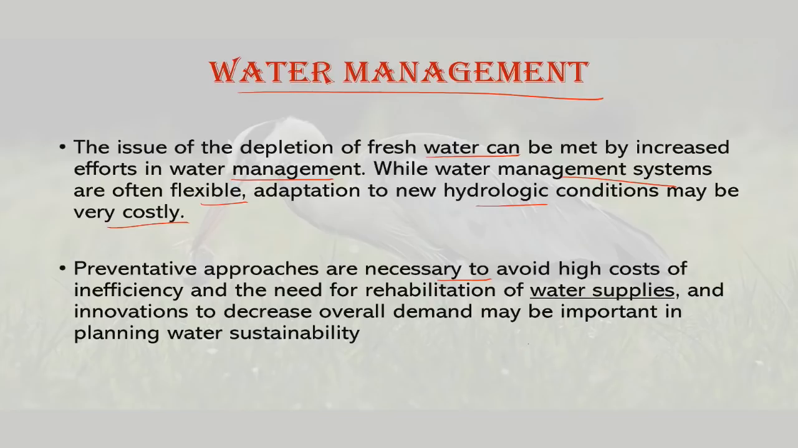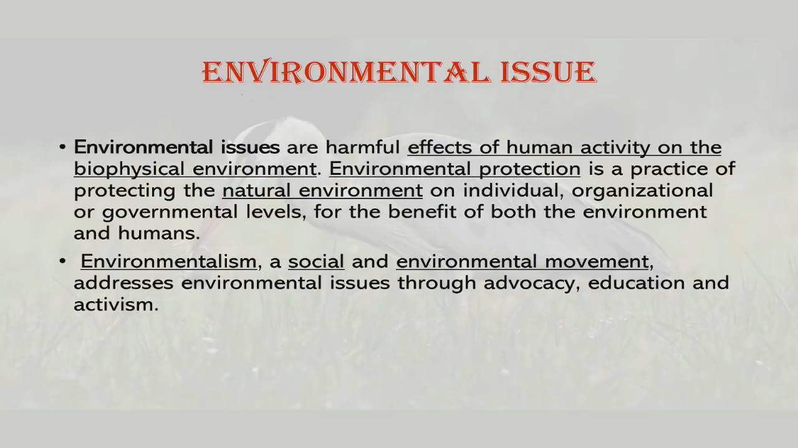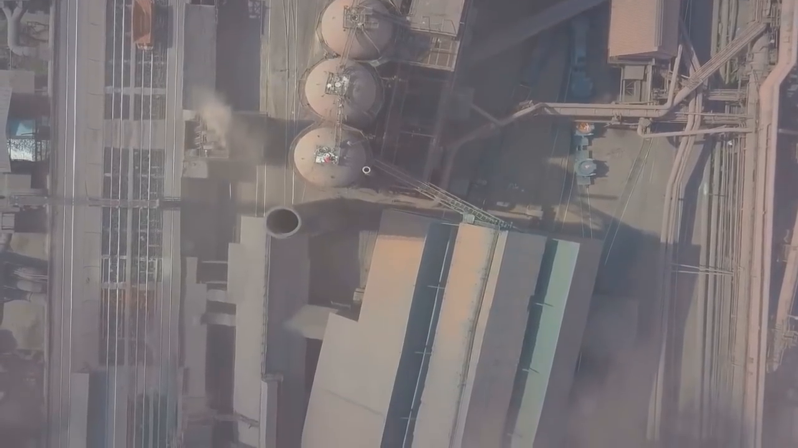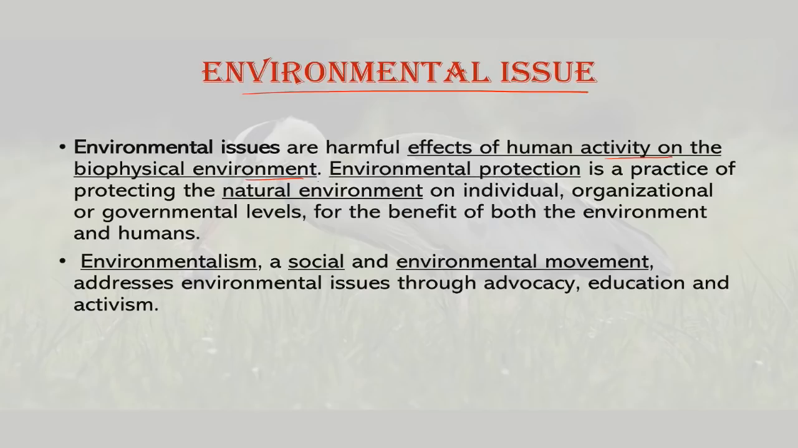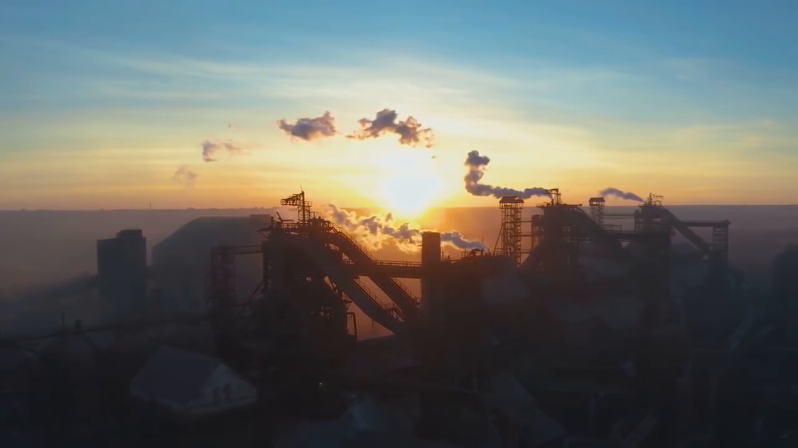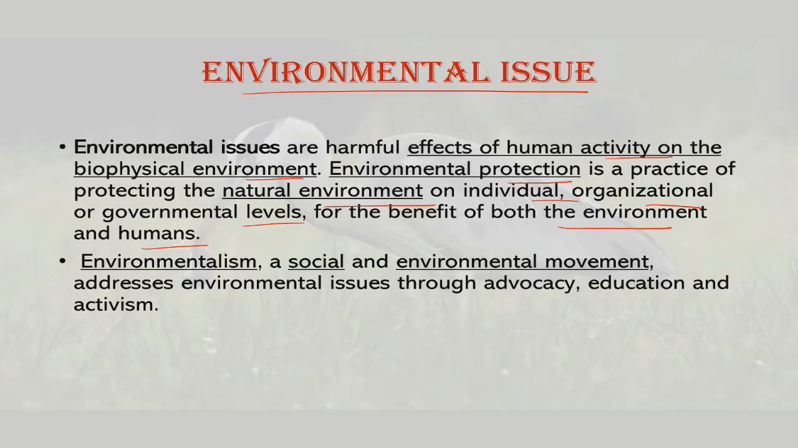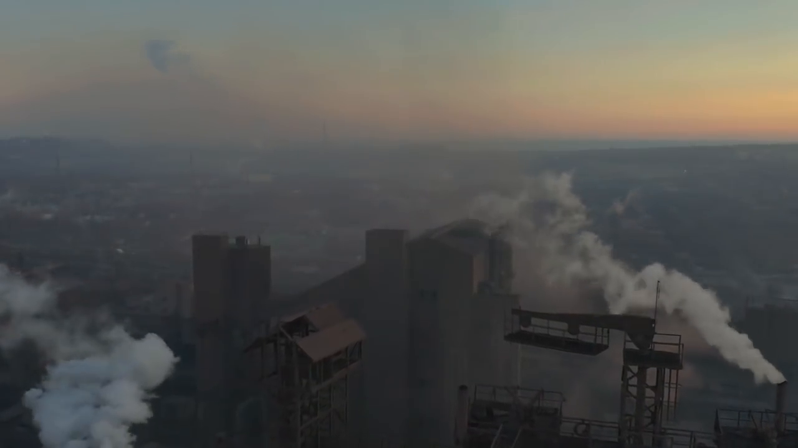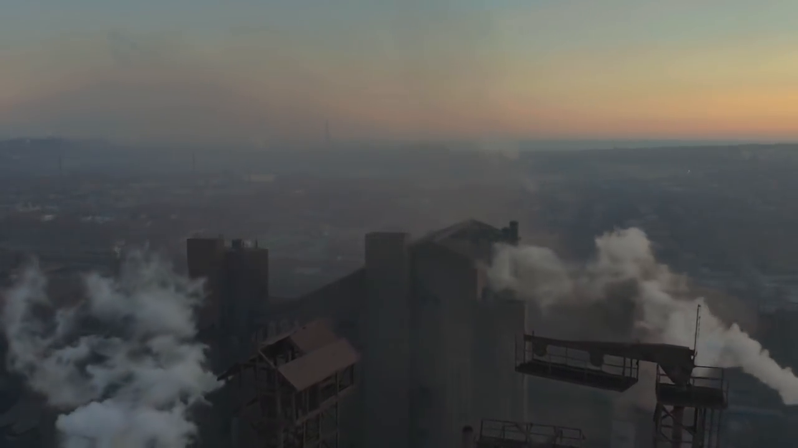This is just one of the solutions. But here we will talk about the environmental issue. Environmental issues are harmful effects of human activity on the biophysical environment. Environmental protection is a practice of protecting the natural environment on individual, organizational or governmental levels for the benefit of both the environment and humans. Environmentalism, a social and environmental movement, addresses environmental issues through advocacy, education and activism.